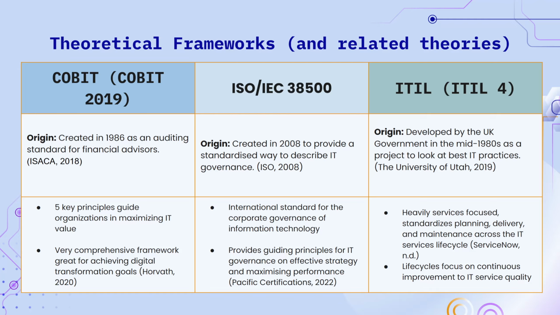These frameworks are also supported by broader theories of organizational design and control. For example, Galbraith's Star Model emphasizes that structure, processes, people, and incentives need to align with strategy, whereas Mintzberg's organizational structure types explain how authority, decision rights, and communication flows vary between organizations.